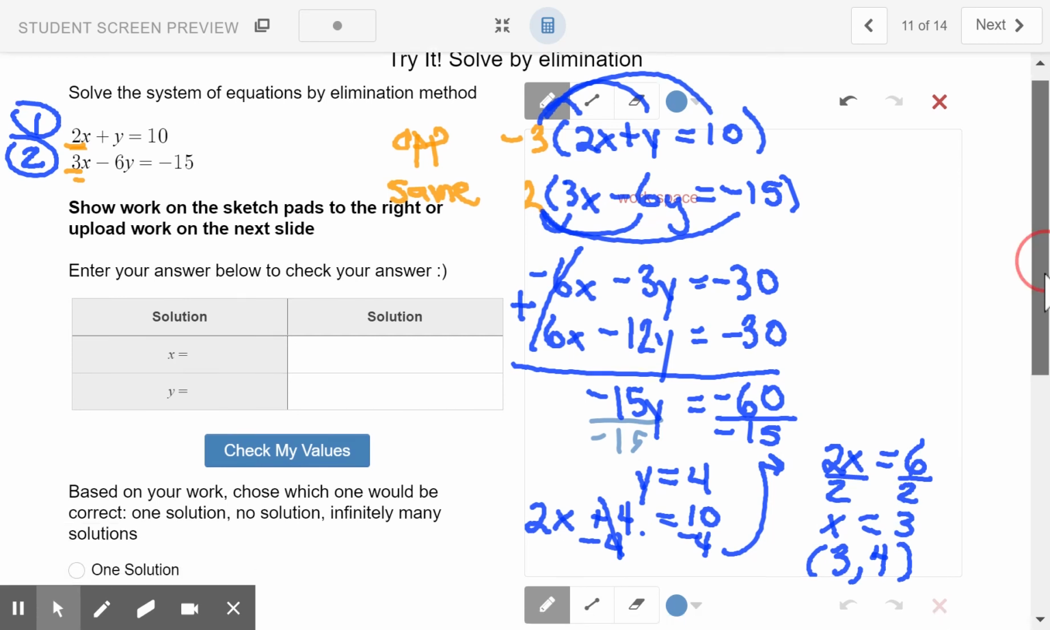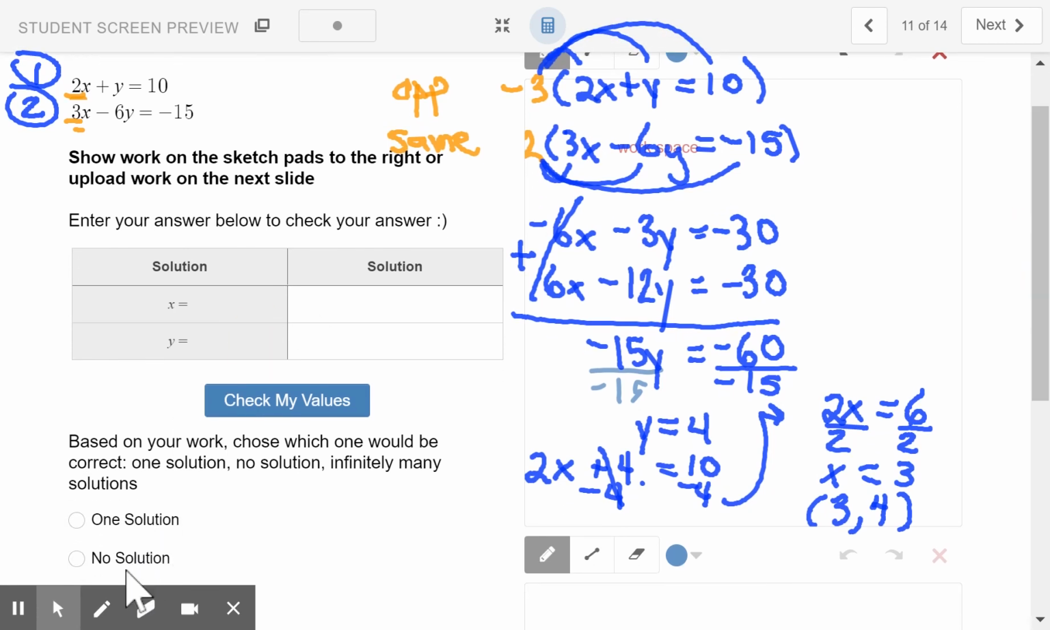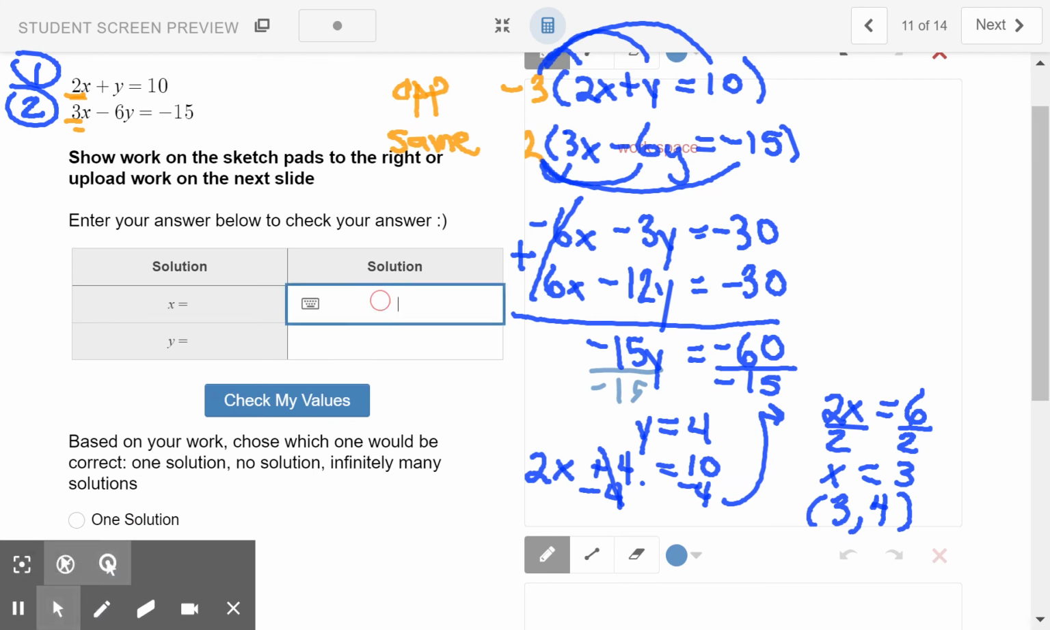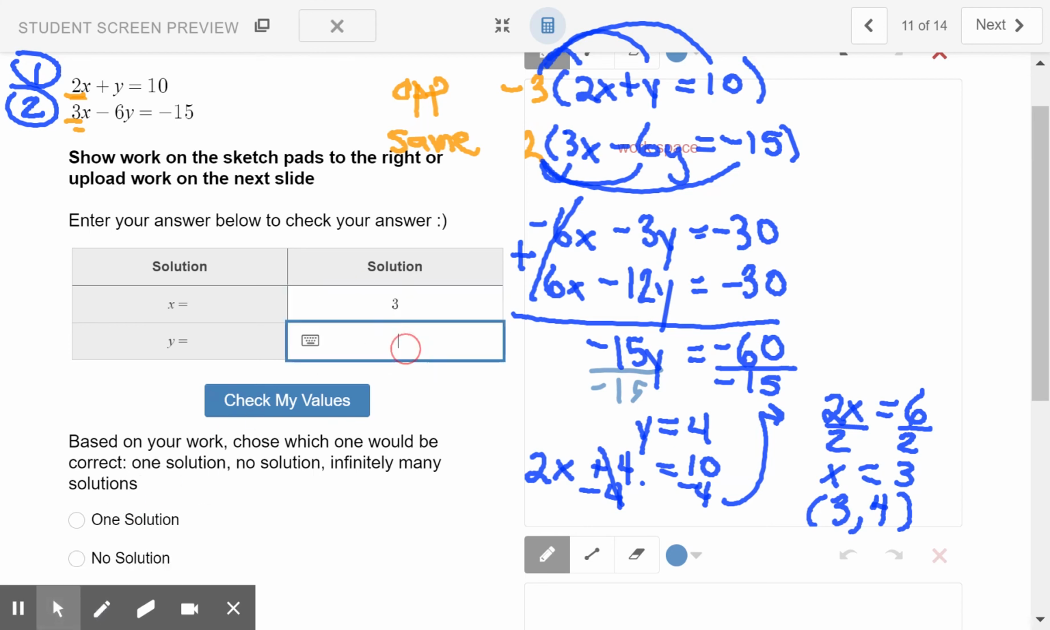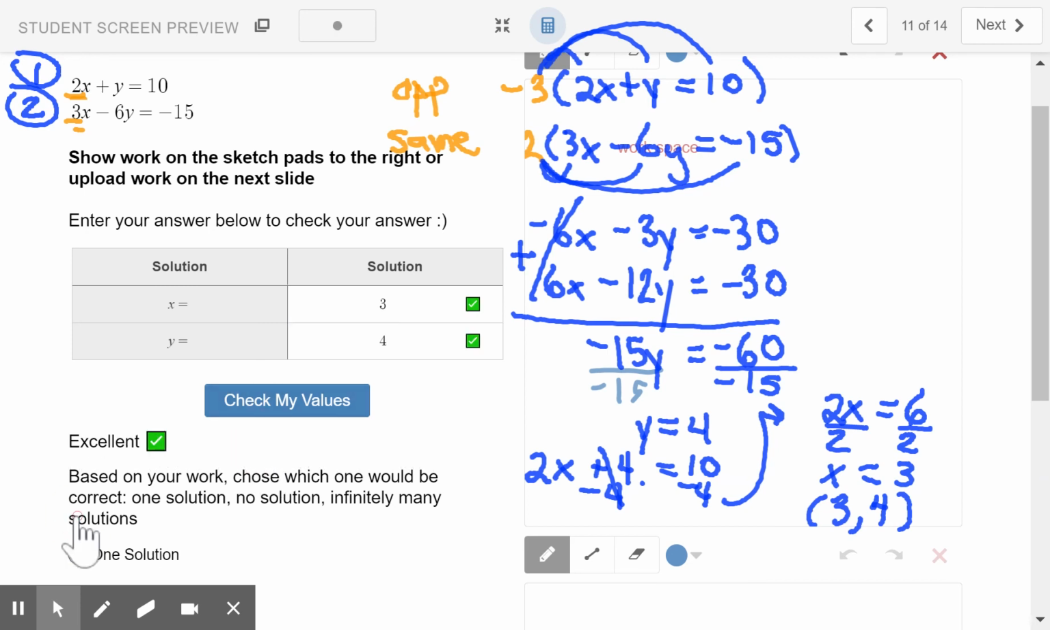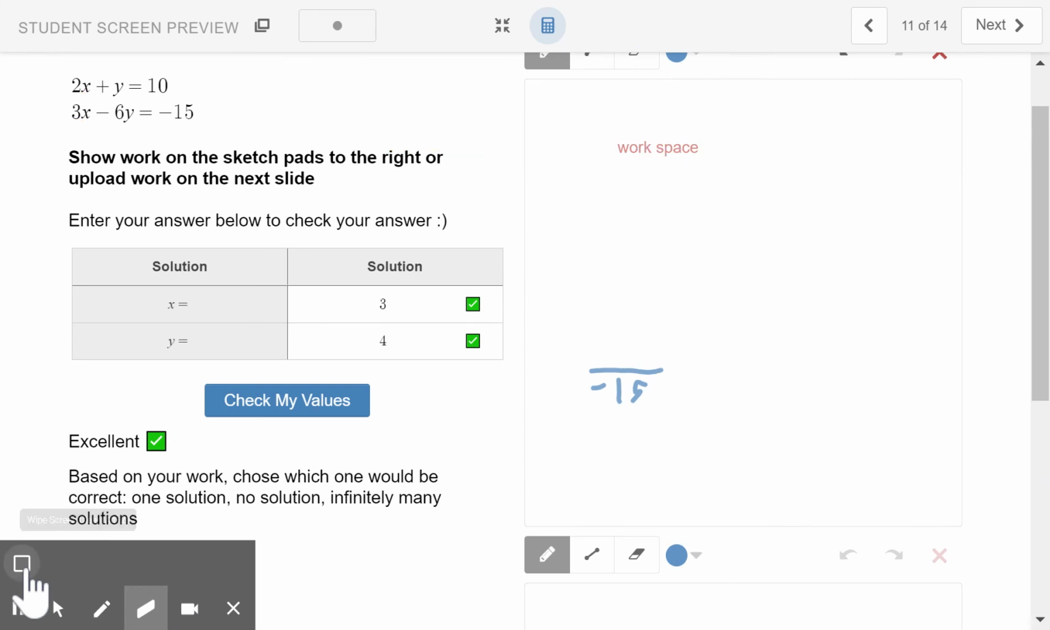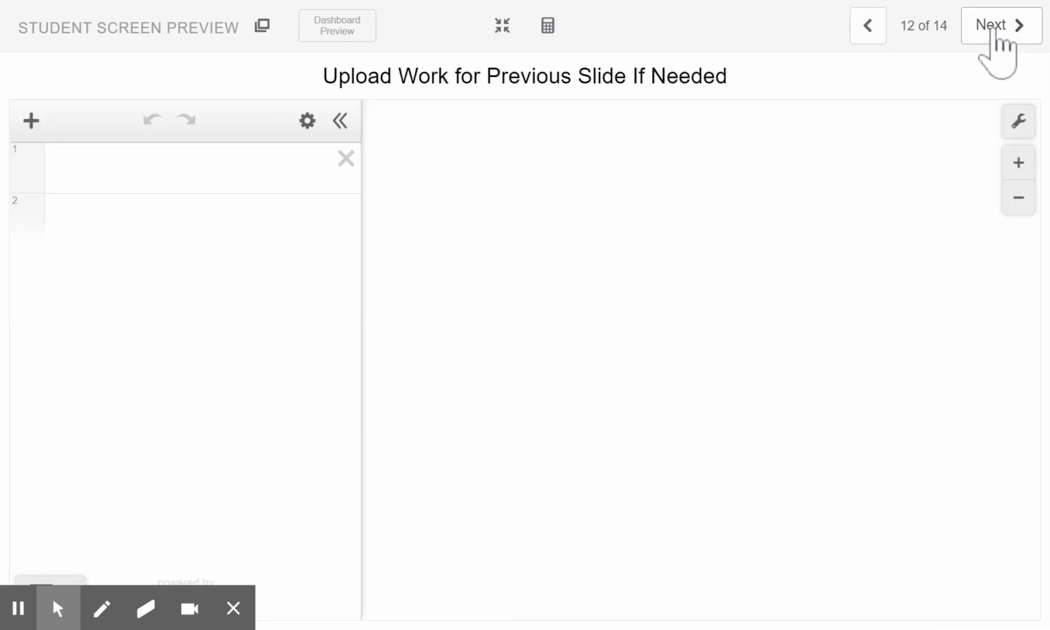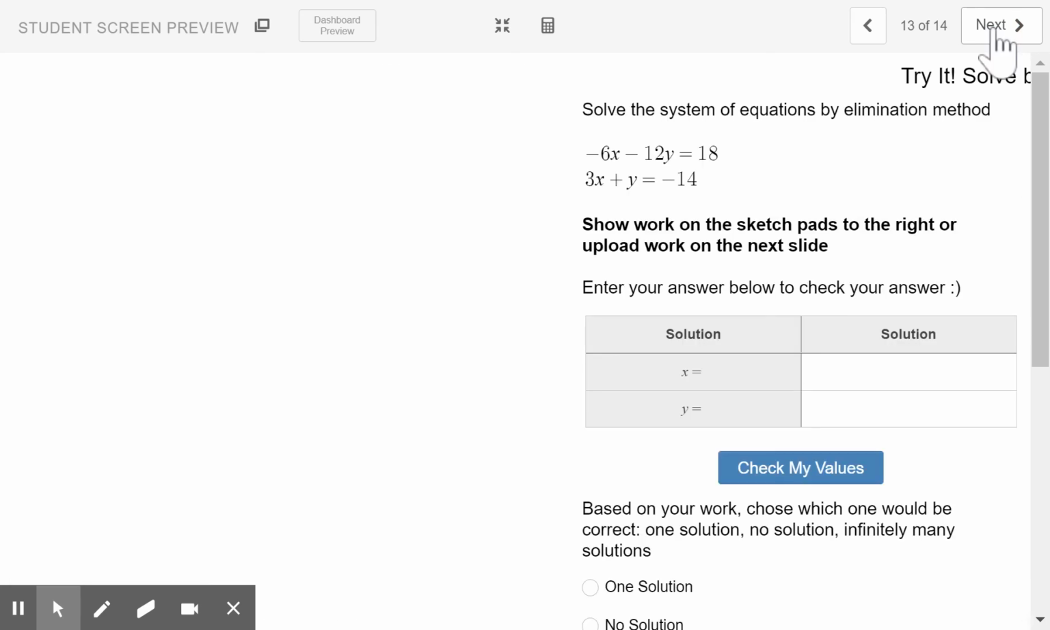So we can confirm that. Let's double check. Our x is 3, y is 4. All right, cool. And then we have one solution because it's an ordered pair. All right, and the last try it. And this is the slide if you need to upload your work.